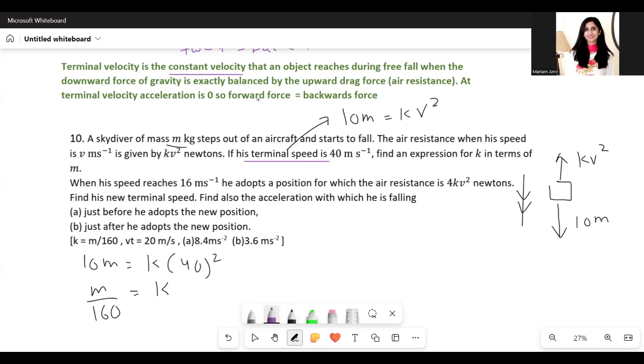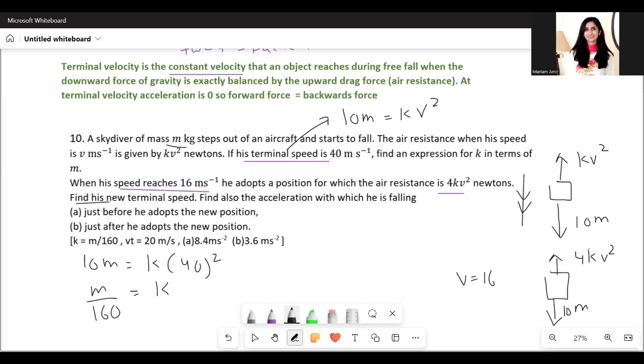Then it says when the speed reaches 16 meters per second, he adopts a position for which the air resistance is 4kv squared. So now when the speed is equal to 16, the air resistance increases to 4kv squared, but the weight is going to stay the same because weight is mg. So m times 10 is still the downward force. Okay, so find his terminal speed.